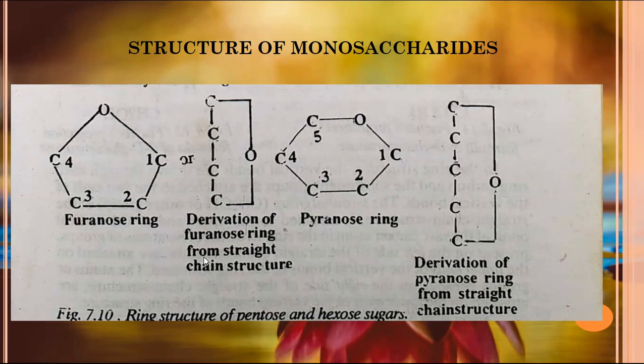The sugar molecules exist in two types of rings. Here is one type of ring, and here is another type of ring. One is the furanose ring and the second one is the pyranose ring. Furanose rings contain 4 carbon atoms in the formation of the ring, sorry, 4 carbon atoms plus an oxygen, making a 5-membered ring. The 5-membered ring is a pentagonal structure.